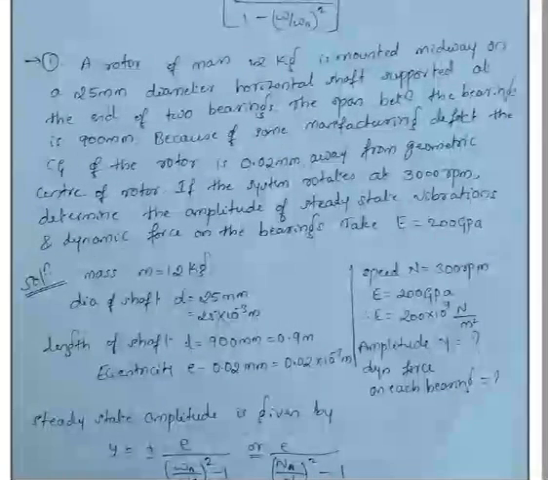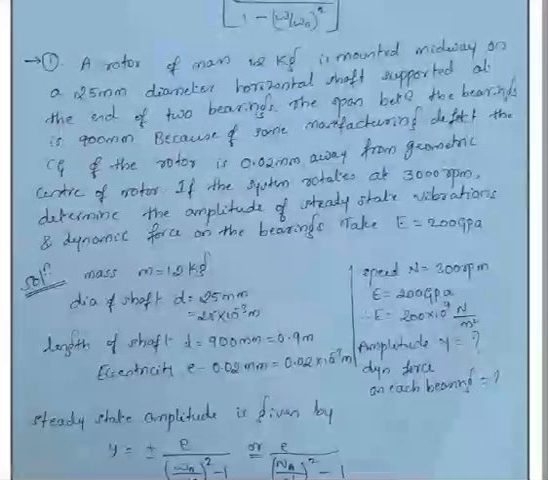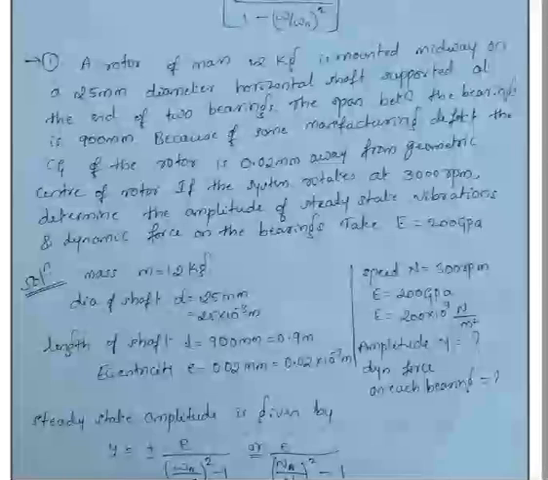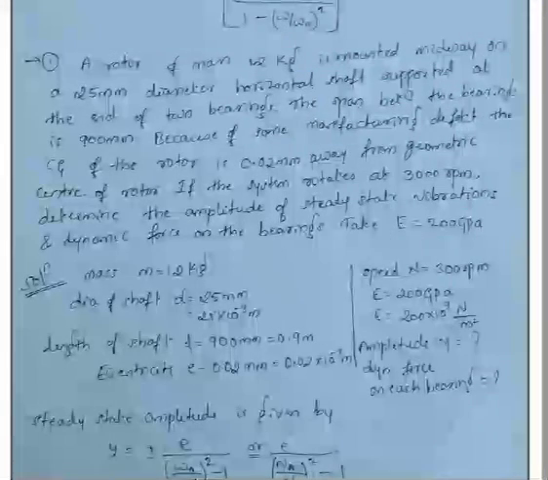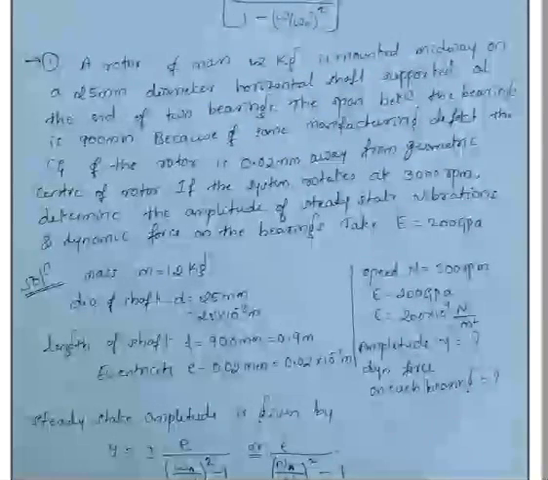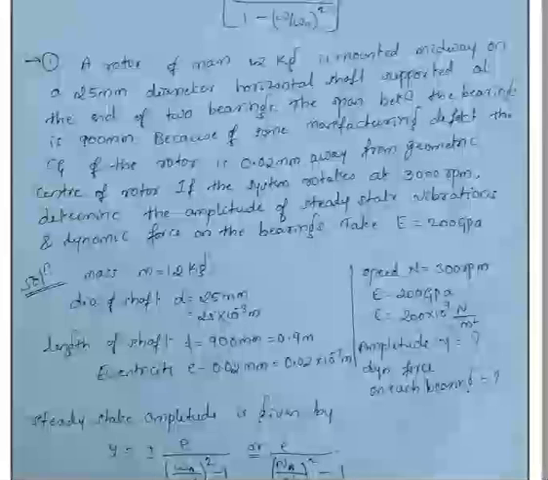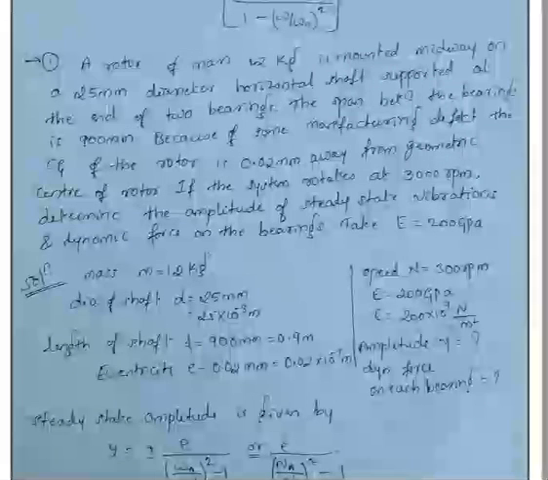So first we'll list out the given data. Mass is 12 kg. Diameter of the shaft is 25 mm, so it is 25 into 10 raised to minus 3 meter. Length of the shaft is 900 mm, that is 0.9 meter. Eccentricity is 0.02 mm, which is equal to 0.02 into 10 raised to minus 3 meter. The speed is 3000 rpm. Young's modulus is 200 gigapascal, that is 200 into 10 raised to 9 Newton per meter square. Amplitude you need to calculate, and you need to calculate the dynamic force on each bearing.